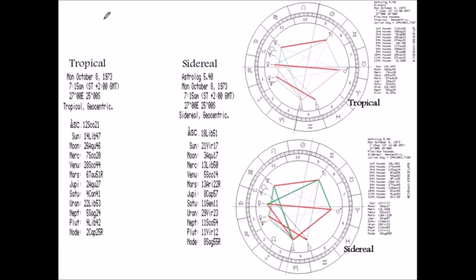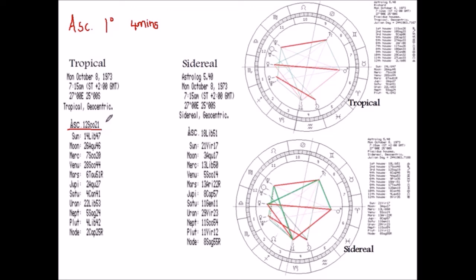Now, a very, very important thing to remember is that the ascendant shifts at the rate of 1 degree every 4 minutes. In other words, it takes about 4 minutes for 1 degree to rise in the east. So for every 4 minutes of error in the time of birth, there's a 1 degree error on the ascendant.